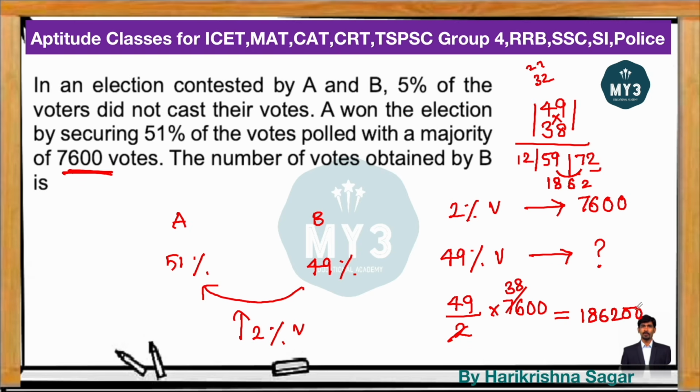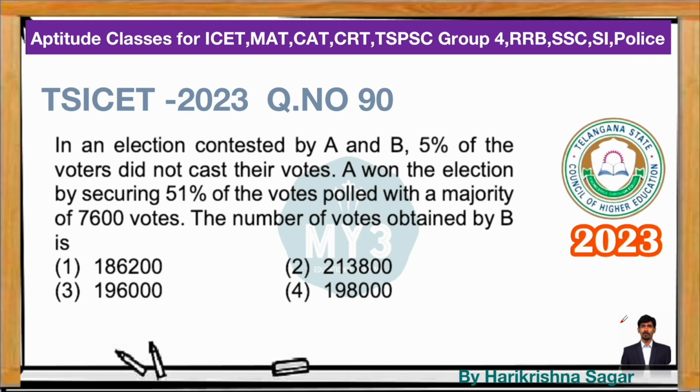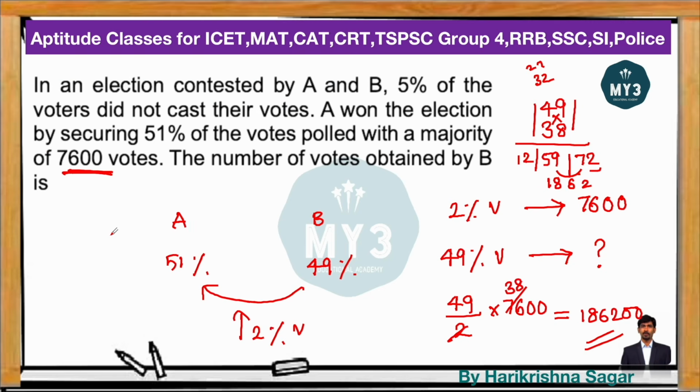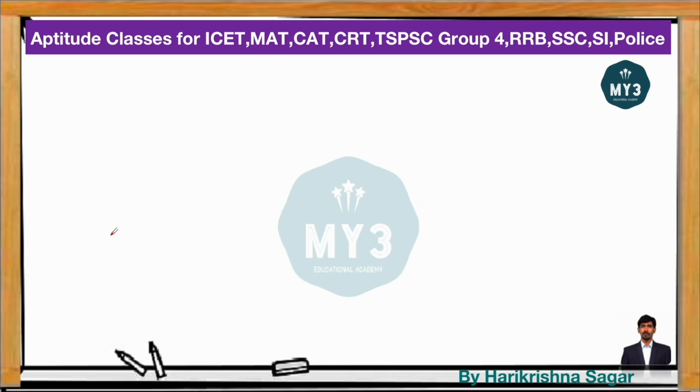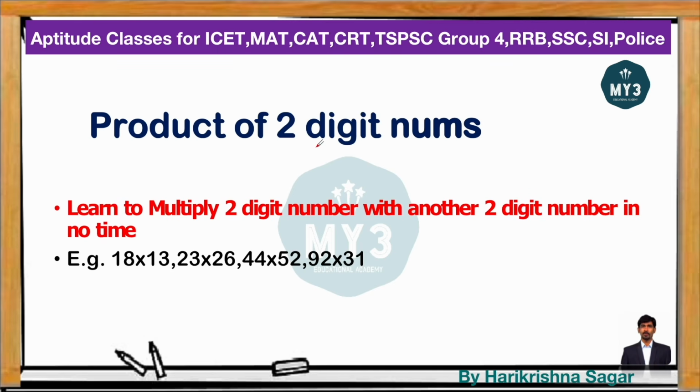So the answer to the question is 186200, which is available as option A. Mark it as the answer. And in this calculation, I have used the IXI method. Whenever you come across a product of two-digit numbers, where you are multiplying a two-digit number with another two-digit number, use a simple Vedic math trick so that you can easily calculate the products.